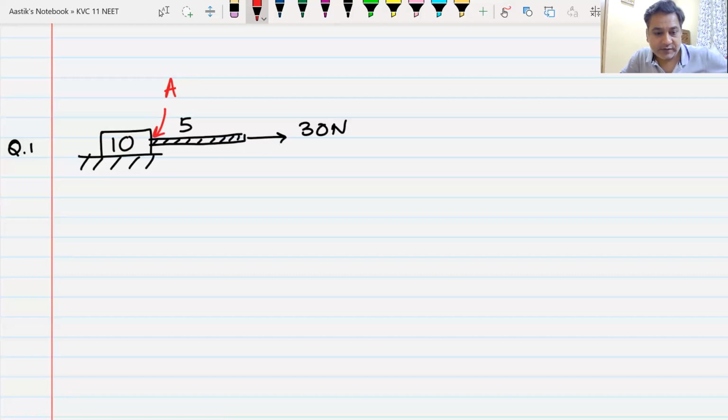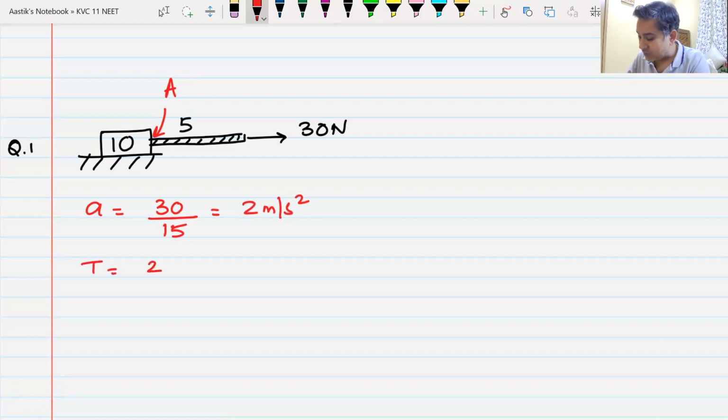Now, how are we supposed to do this? So first of all, I can straight away tell that acceleration is total force, 30, divided by total mass, 15. It is 2 meter per second square. To find the tension at the end A, I will just draw the free body diagram of the block of 10 kg. Tension would be equal to MA, so tension would be equal to 2 into 10, that is 20 newtons. Do we understand this, yes or no?